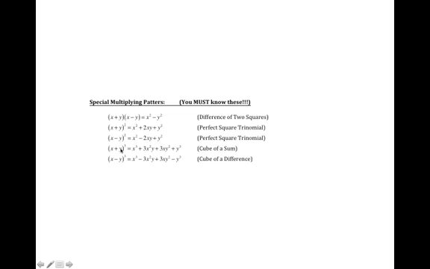All right, the cube of a sum, so x plus y, the whole thing cubed, so x plus y times x plus y times x plus y multiplies to be x cubed plus 3x squared y plus 3xy squared plus y cubed. X minus y, the whole thing cubed, is equal to x cubed minus 3x squared y plus 3xy squared minus y cubed.